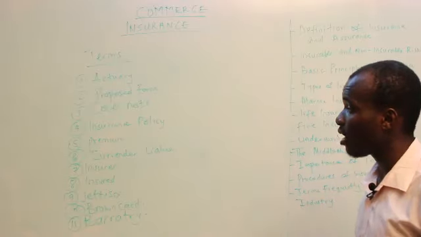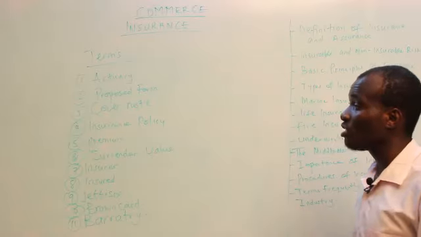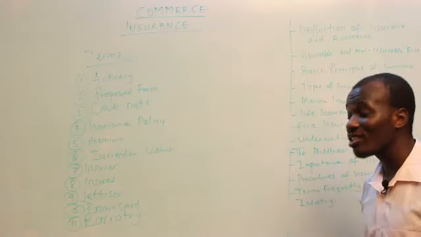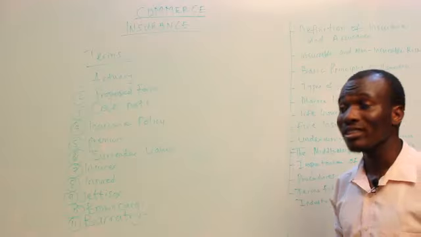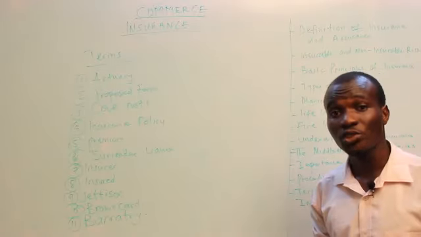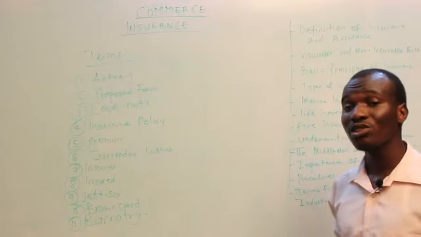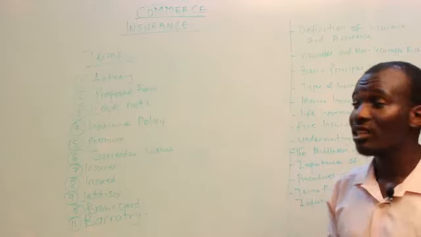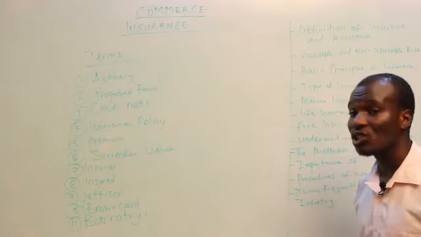The next thing we have now is the insurance policy. The insurance policy actually shows the total contract. It is usually issued to the insured person, and it shows the contract between the insured person and the insurer, that is, the insurance company.